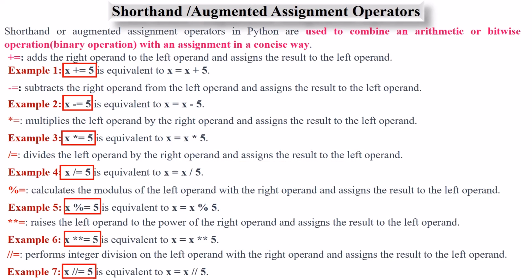Shorthand or augmented assignment operators in Python are used to combine an arithmetic or bitwise operation, binary operation, with an assignment in a concise way. Instead of writing x equals x plus y, for example, you can use the shorthand operator plus equals. These operators modify the value of the variable in place, rather than creating a new variable, and can be used with all of the basic arithmetic and bitwise operators. Here is a list of shorthand operators in Python, along with examples of their usage. Pause the video and work out on your own.